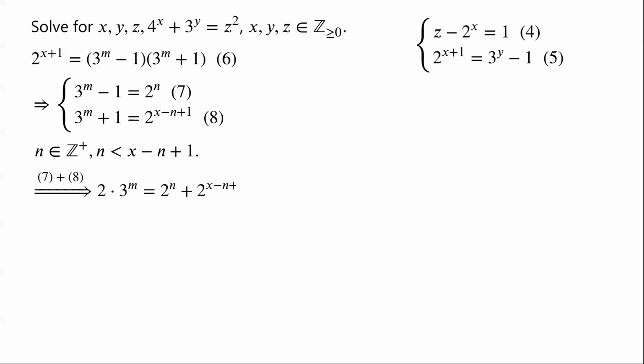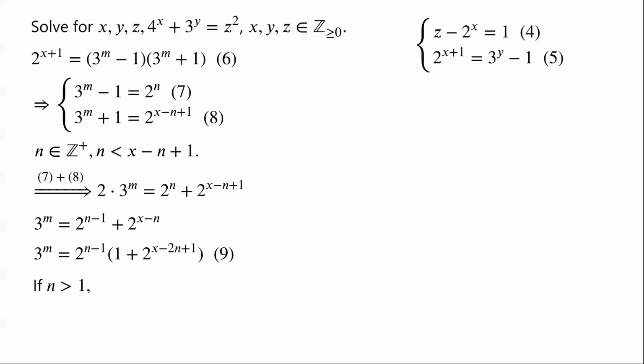Equation 7 plus equation 8, we have 2 times 3 to the power of m equals 2 to the power of n plus 2 to the power of x minus n plus 1. Divide the equation by 2, we have 3 to the power of m equals 2 to the power of n minus 1 plus 2 to the power of x minus n. 2 to the power of n minus 1 and 2 to the power of x minus n have a common factor 2 to the power of n minus 1. So they can be factorized and written as 2 to the power of n minus 1 times 1 plus 2 to the power of x minus 2n plus 1.